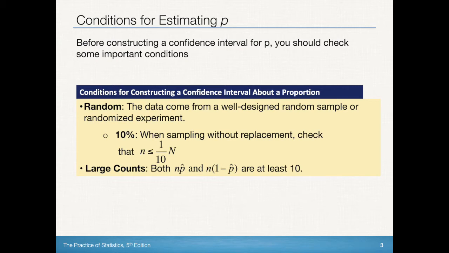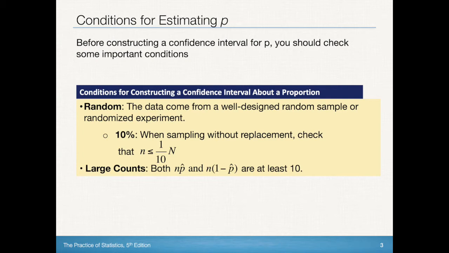So the random condition, it's obviously the most important because without random selection, you're doomed. Random assignment in experimentation is important as well. With the 10% condition, key note here, it's sampling without replacement. If we were sampling with replacement, well then that would represent an independent case.